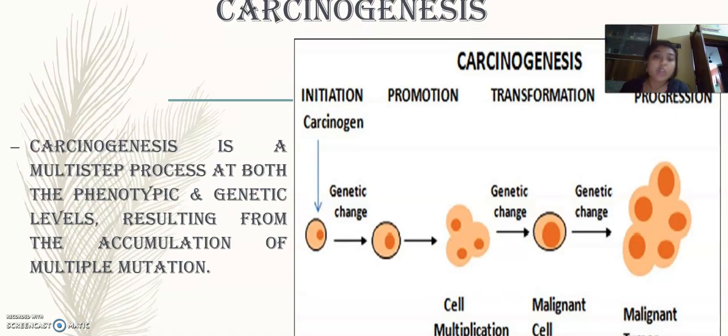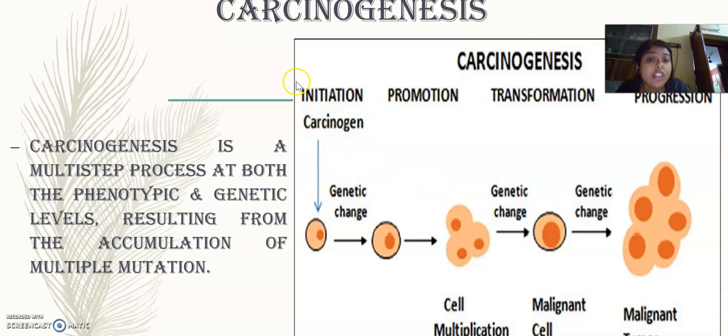Now if we move on to carcinogenesis, carcinogenesis is a multi-step process. It is not a single step process, okay? And at both the phenotype and genetic level, they are produced by accumulation of multiple mutations, which we have talked about before, that it is not due to mutation of one gene, rather it is mutation of multiple different kinds of genes at a time, which results in this type of disease.